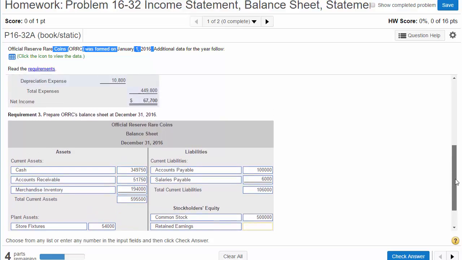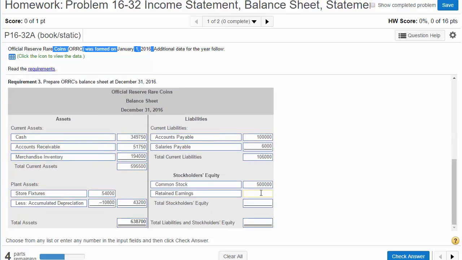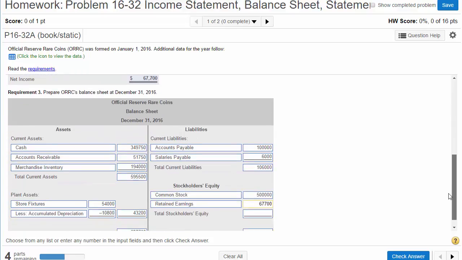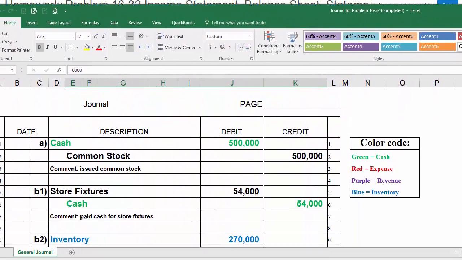So let's go find our net income. We got 67,700. Where did I get that from? Right here on the income statement we created. But remember, retained earnings is past profits, so this 67,700 has not yet been paid out in the form of dividends. Now, didn't we pay a dividend? We did. So let's go see how much the dividend was that we paid.